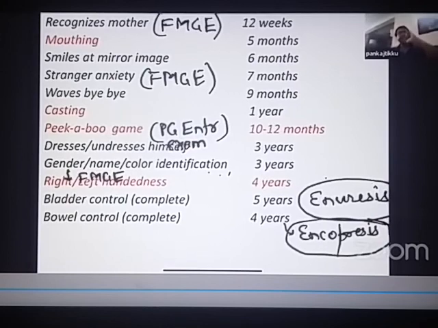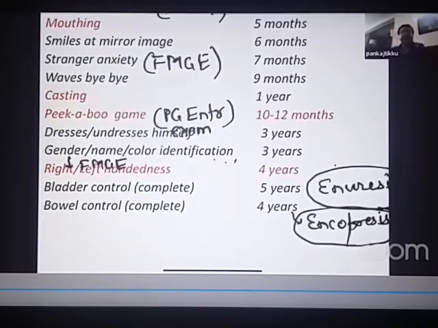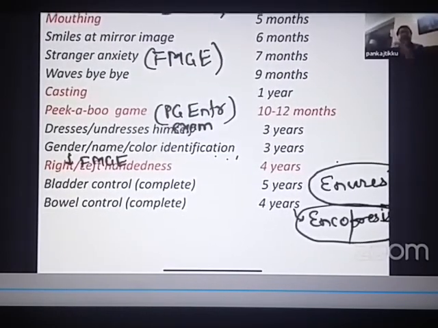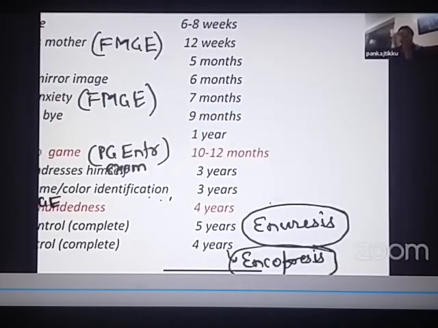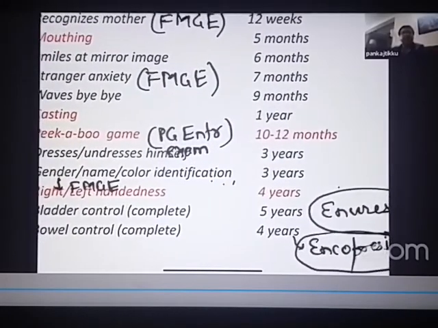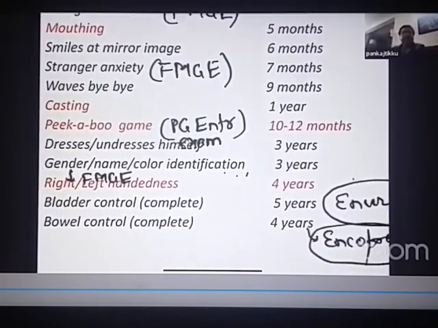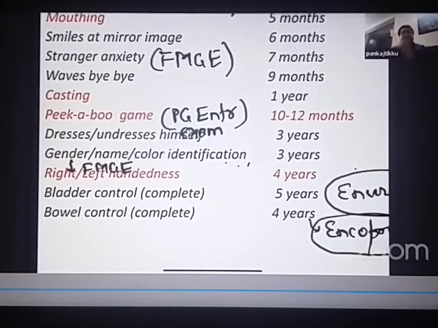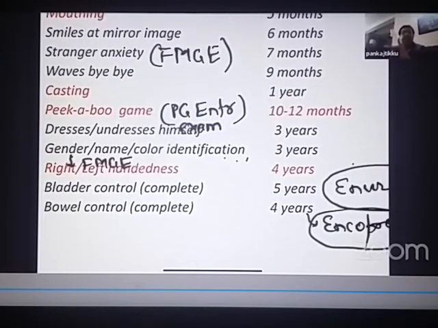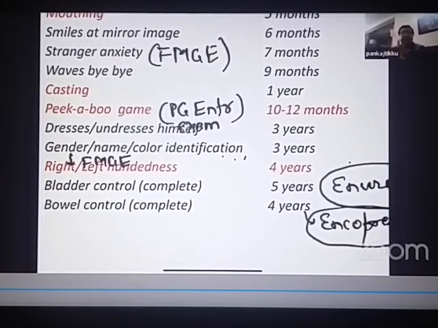Casting is throwing things away. Casting at the age of 1 year. Plays a peekaboo game at the age of 10 to 12 months. So you cover your face and suddenly show your face to the child. This is known as a peekaboo game. So peekaboo at the age of 10 to 12 months. Dresses and undresses himself at the age of 3 years. Gender identification, name identification, color identification, all at the age of 3 years.